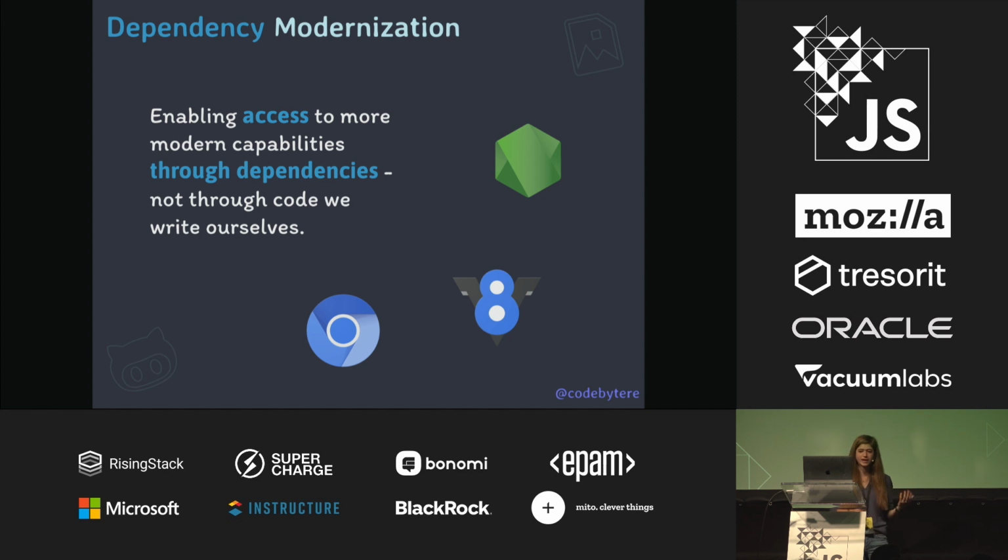Finally, we move to dependency modernization. This is modernization that enables access to more modern capabilities through dependencies and not through code we wrote ourselves. For Electron, 3 key dependencies of this nature are Chromium, V8, and Node. Updating each of these gives users access to new features, but also brings with them potentially breaking changes. And so we need to be very mindful about how we coordinate these upgrades.